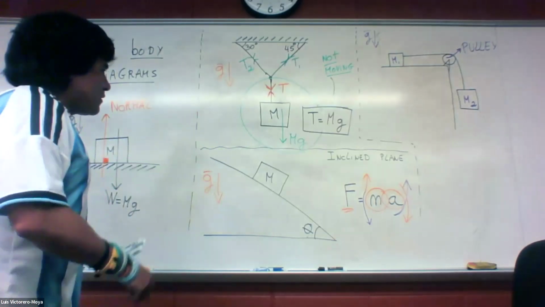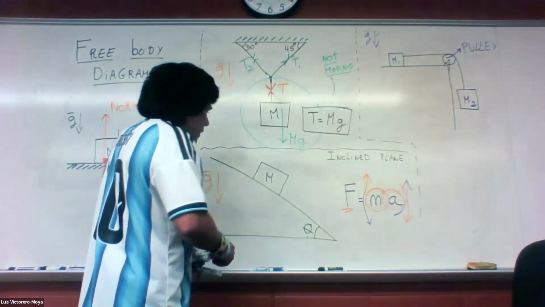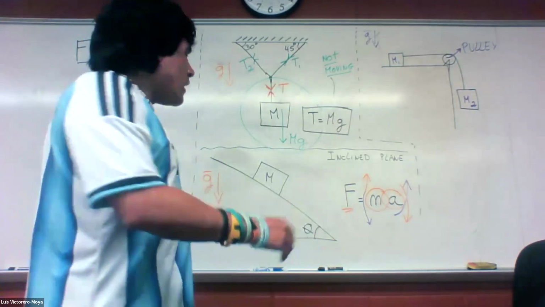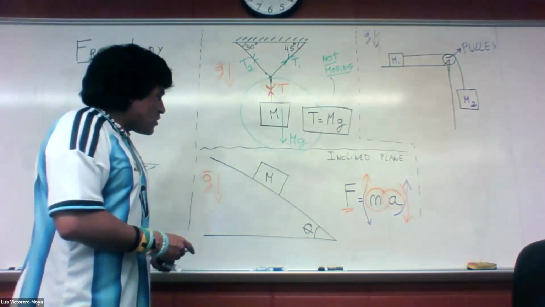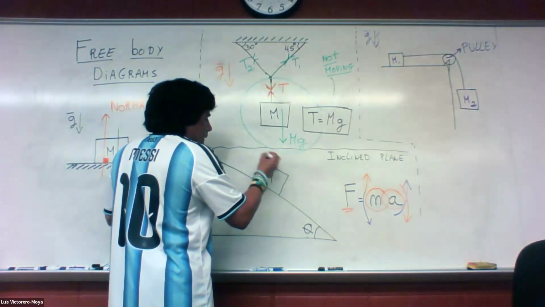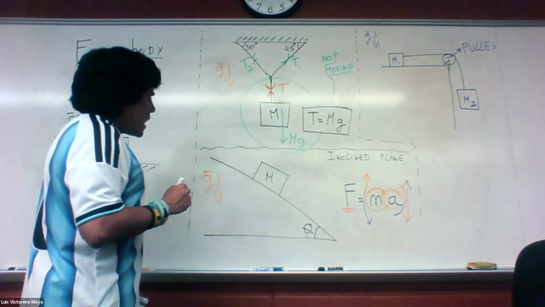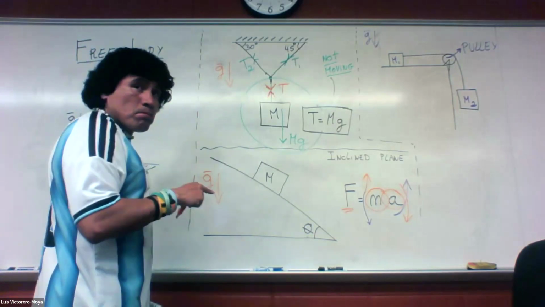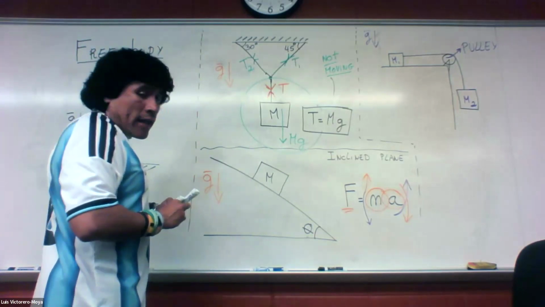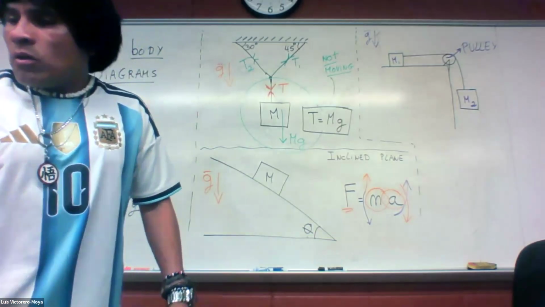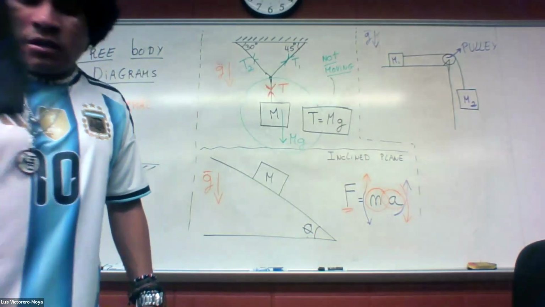Okay, inclined planes. So what do we have here? We're going to assume there is no friction. So this mass can be moving, all right? Or I can find an angle where the mass is not moving.